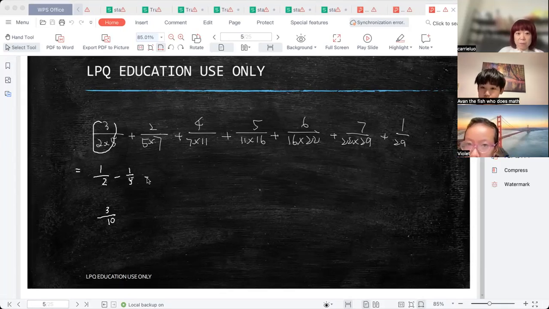So next one, plus 1/5 minus 1/7, Violet, equals what? 2/35. Is that the same as the original data? Okay, still can't do it? Do it yourself.